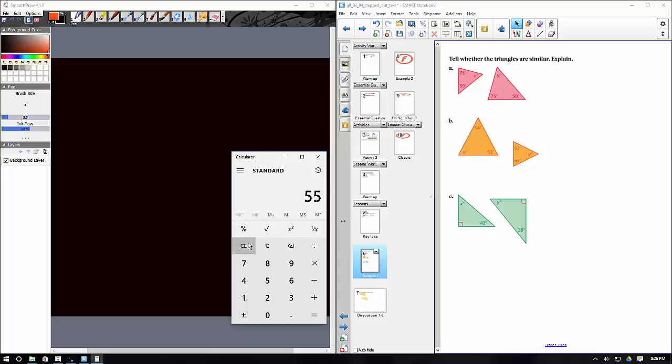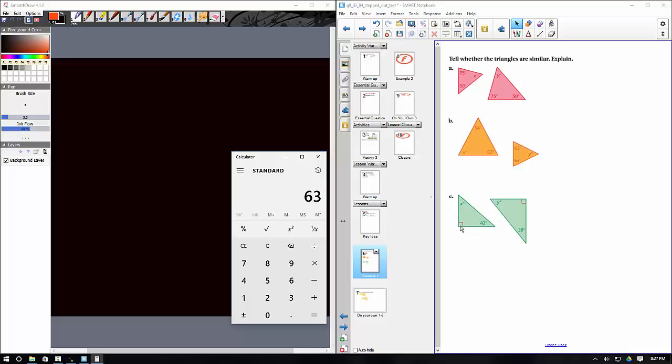This one here, if I take 54 plus 63, I get 117. So if I take that and subtract it, so let's go to the negative side, plus 180, I get 63. So this has to be a 63 as well, which means that if I have 63 plus 63, this must be 54. So these are also similar.